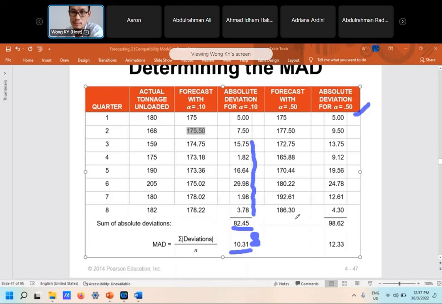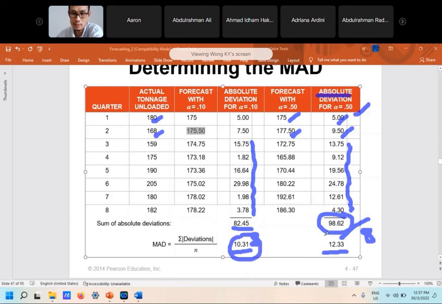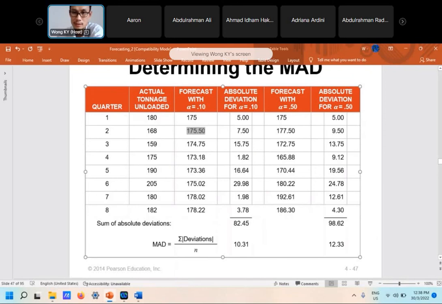First, create a column, calculate the absolute deviation. So 180 minus 175 is 5. Then 168 minus 177.5 is negative 9.5. But because we are talking about absolute, it becomes positive 9.5. And you repeat. You get all the values, you total up, and then you divide by 8, and you get this. So these two values are the mean absolute deviation. If you understand mean absolute deviation, then let's move on to the second measure.